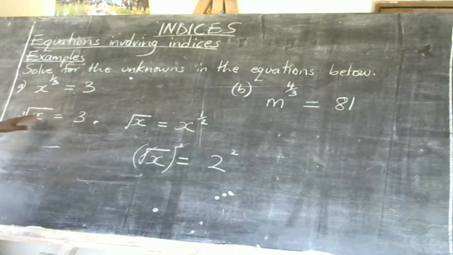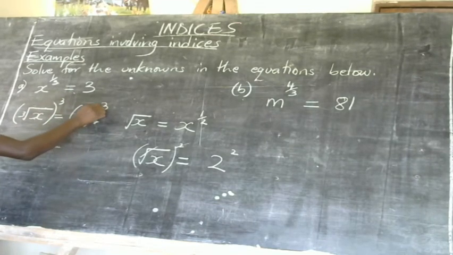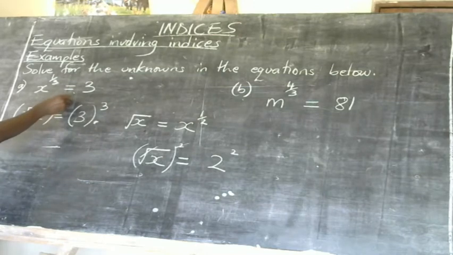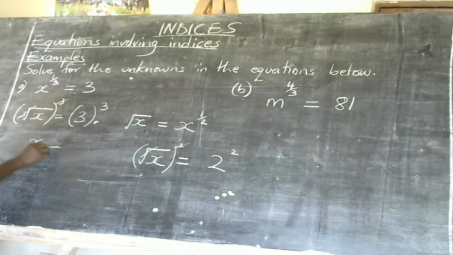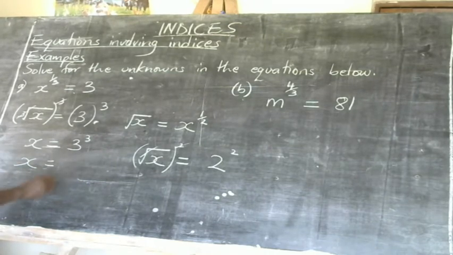So to kill this cube root that is on x, I'm going to cube both sides of the equation such that the cube here cancels with the cube root, and then I remain with x equal to 3 power 3, and when you raise 3 to 3, we get 27.